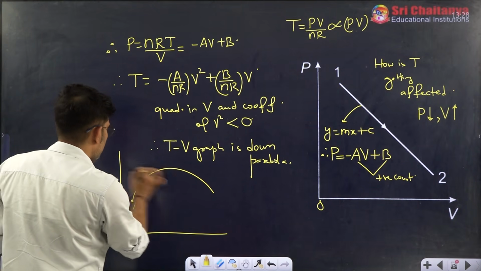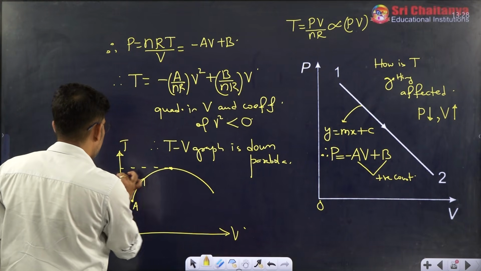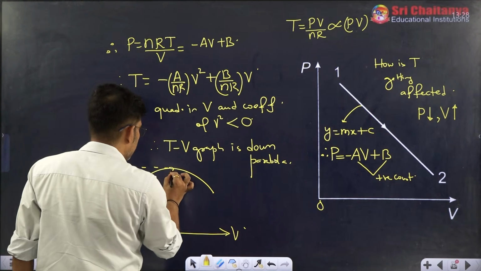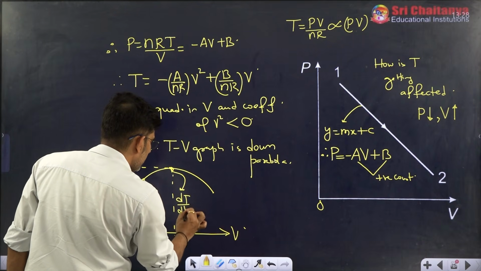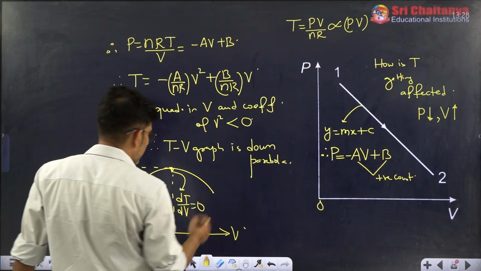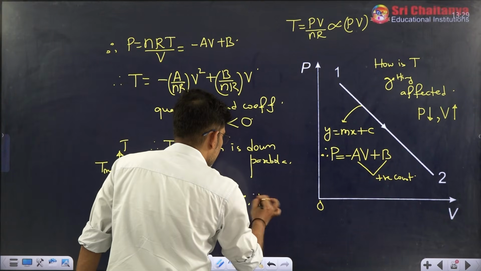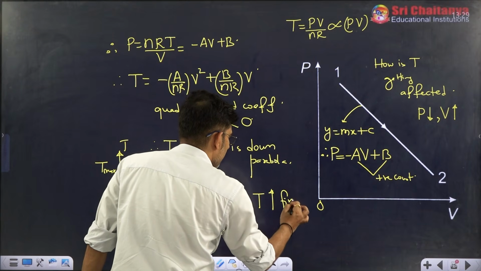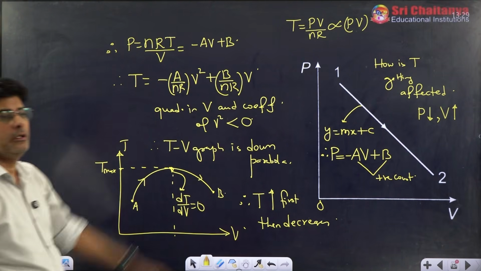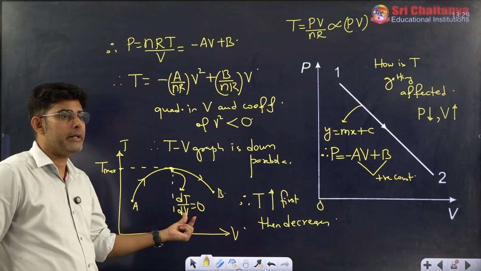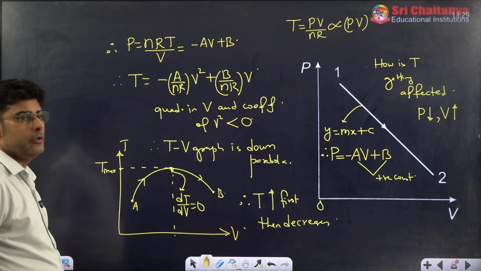first temperature will increase, then it will reach a maximum, T max. At this point dT by dV will become equal to 0. By differentiation you can get that exact value also, and then it will decrease. So that means temperature increases first and then decreases. Very important question, and if they ask you to find the maximum temperature, you can use dT by dV equal to 0. By that you get the volume, then you substitute here, and you will get the value of T max.